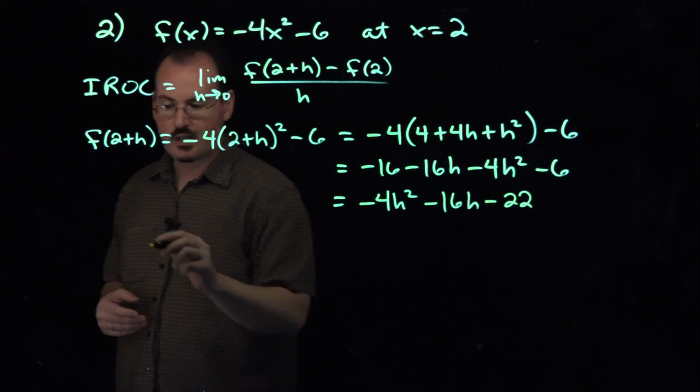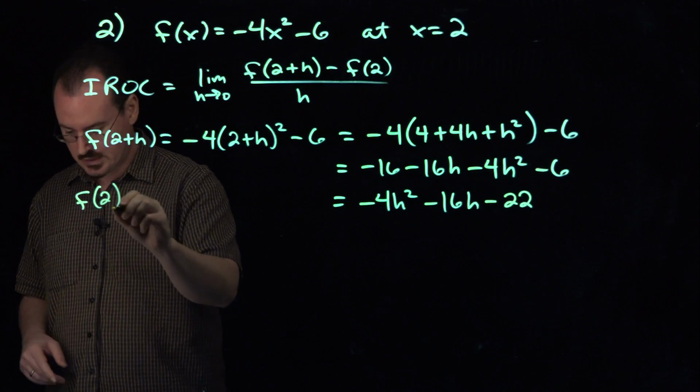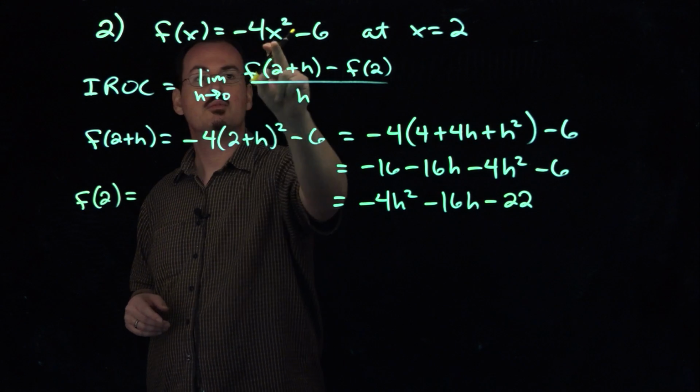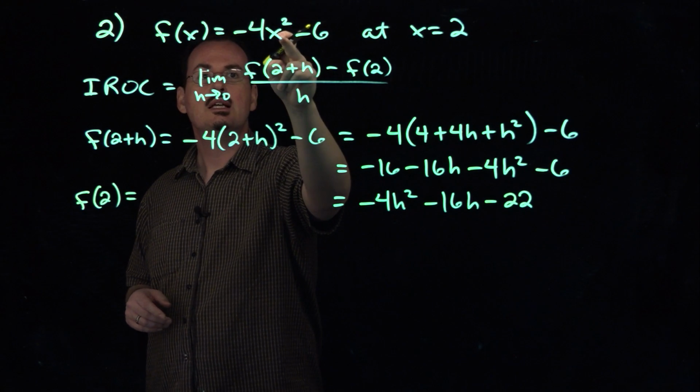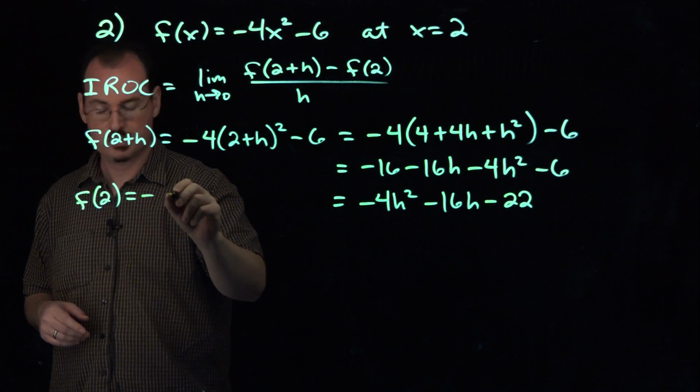And then we also need to find f of 2, and f of 2, if you can verify this, if you plug 2 in there, 2 squared is 4, that's going to give us minus 16 minus 6 is minus 22.